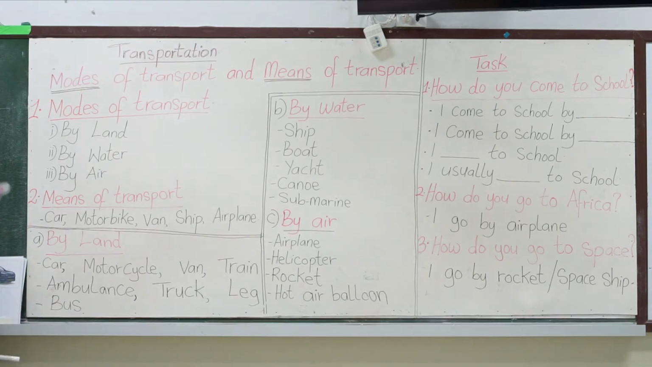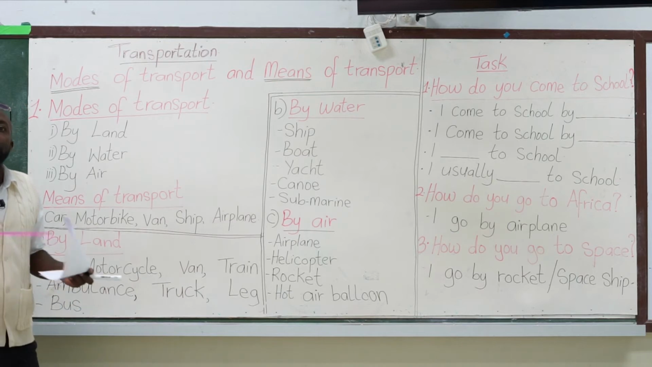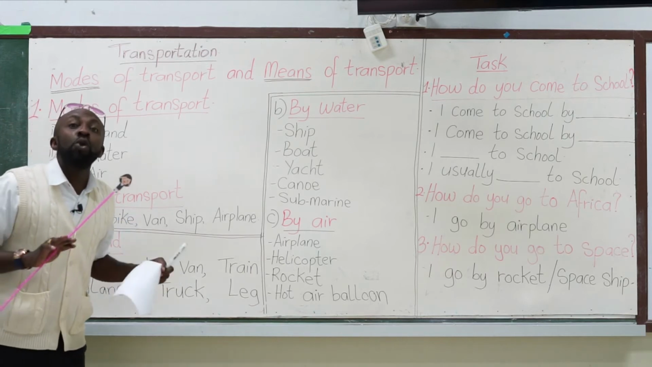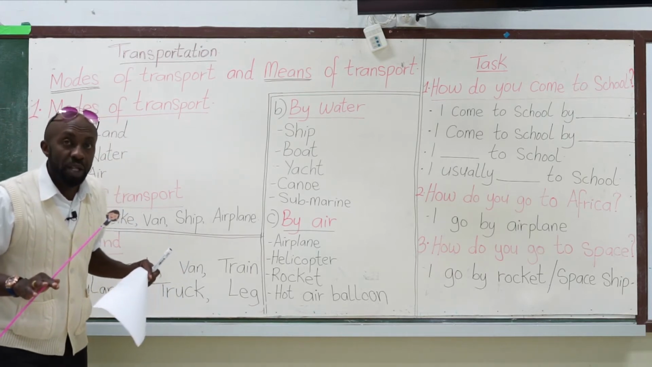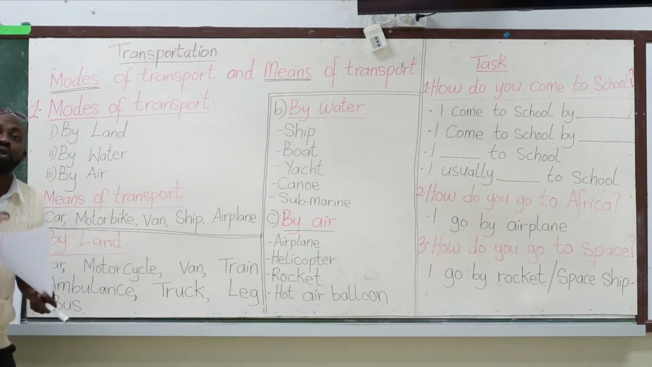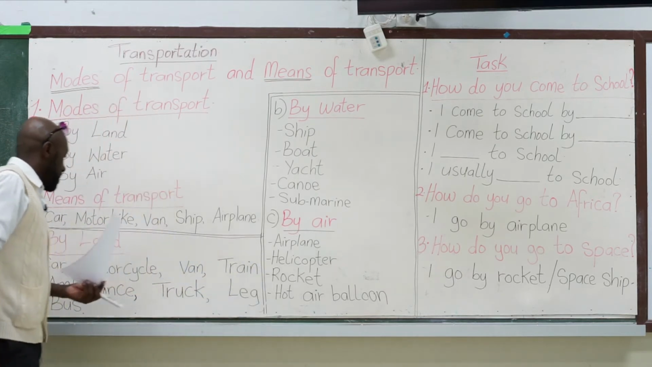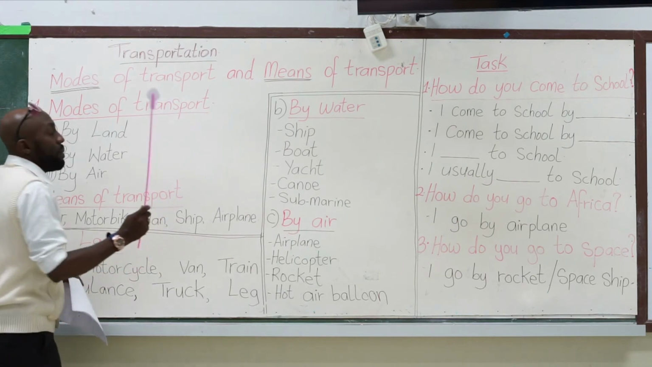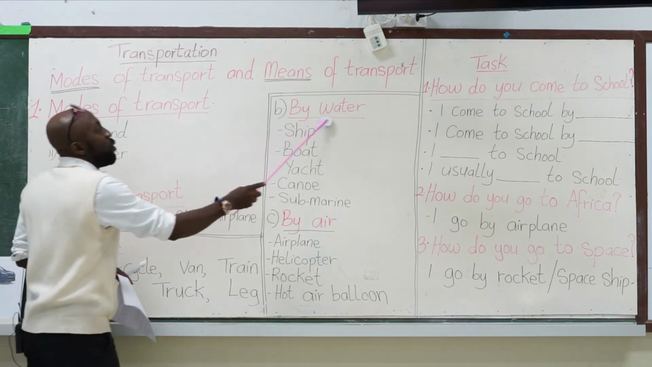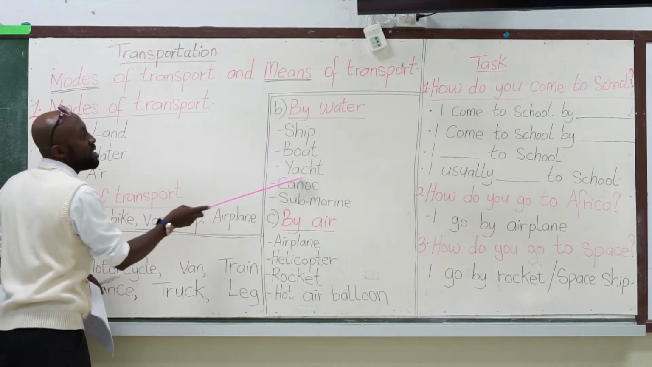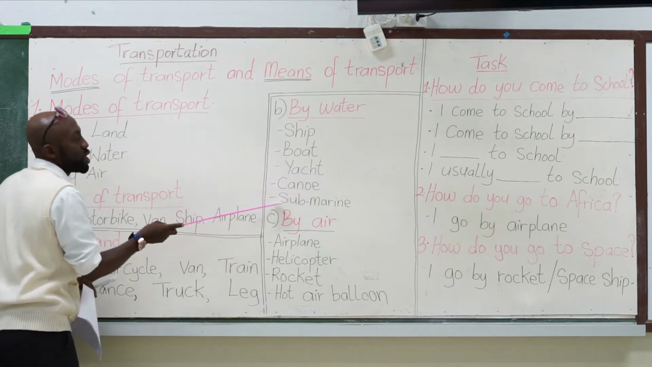Students, remember, an ambulance is a vehicle used to carry sick people or somebody who is not okay. Do you understand? At times, it's also used to carry those who are dead. So, ambulance. So, we have means of transport by water. Ship, boat, yacht, canoe, submarine.